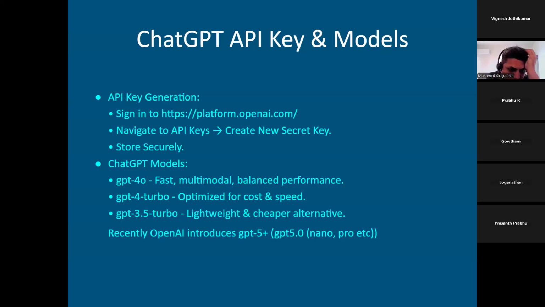The first step is to create the API key. To create the API key, OpenAI provides a sign in. We sign in at https://platform.openai.com, and we have to go to the API key section. I will show all these things actually. So we go to the API key section and create a new secret key.